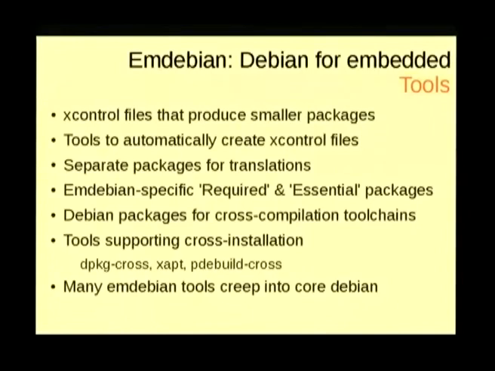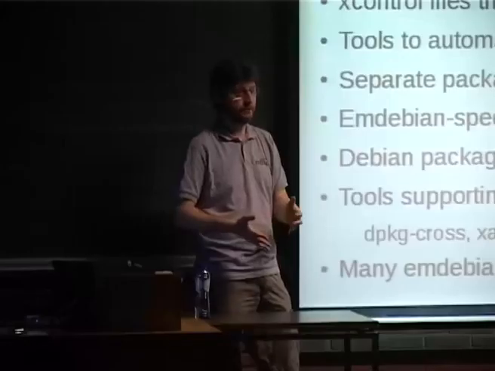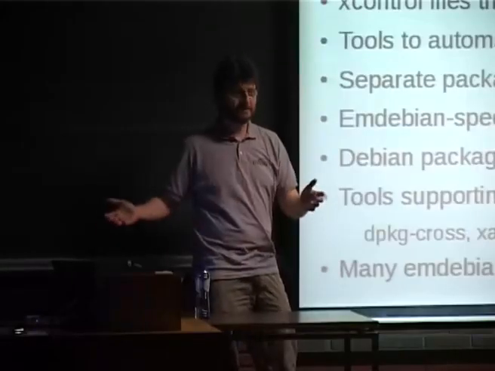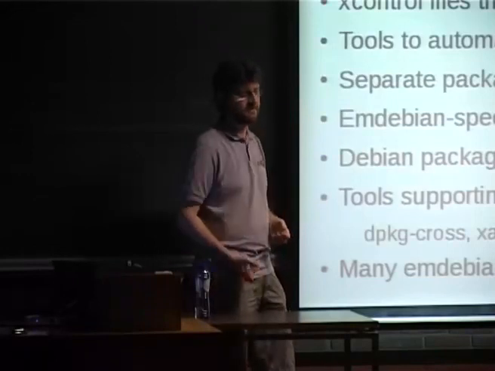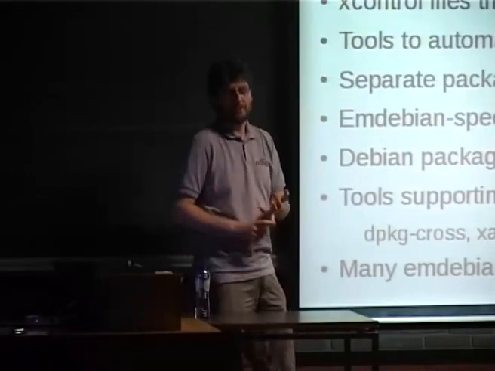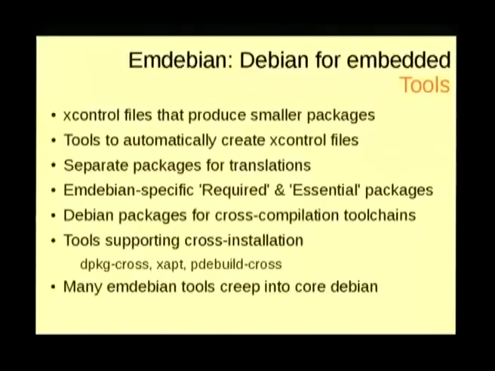Another important feature is that it separates translations, so that you can still have translations of a package, but you don't need all translations when you install it. For instance, when you install coreutils, you will get translations of coreutils into something like 50 languages, while typically on your embedded system, you need none, or maybe one is enough. And then there are these specific required and essential packages to make Crush possible.